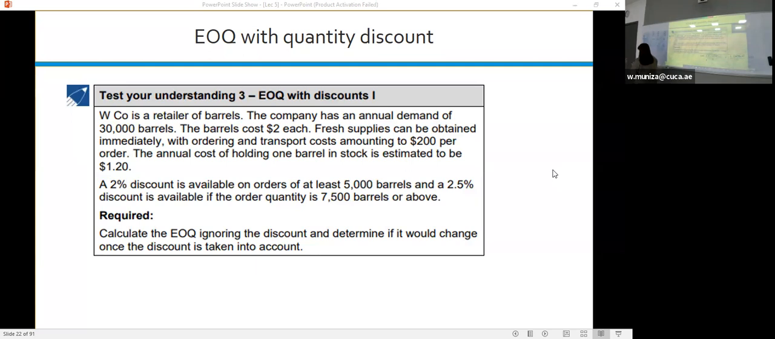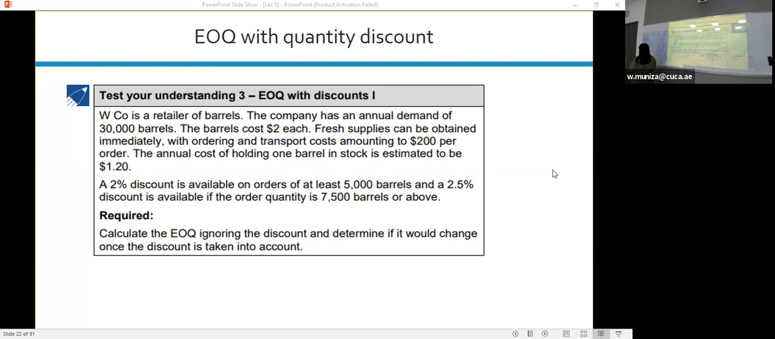And then 2 multiplied by 98% multiplied by 30,000. 58,800 for the second case. 2 multiplied by 97.5% multiplied by 30,000. No, 58,500. 58,500 plus 4,500 plus 800. The total cost in this case is 63,800. 58,800 plus 3,000 plus 1,200. For this case, it is 63,000.